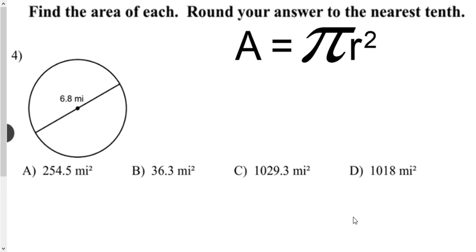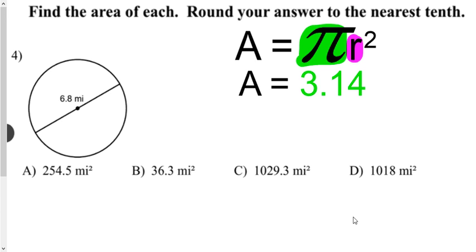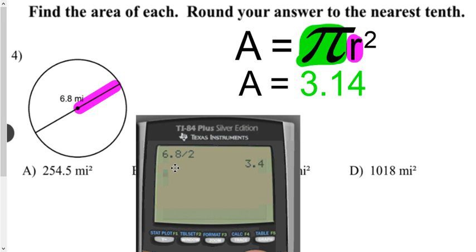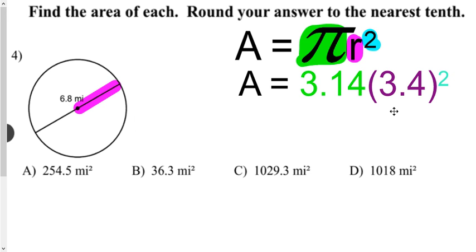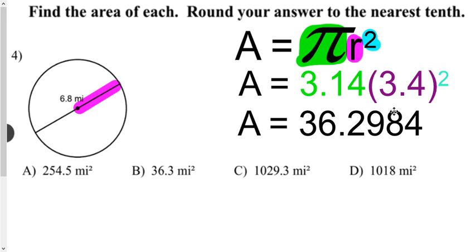Number 4, it's the exact same thing. It's got a diameter on there, so let's go ahead and take care of pi. The radius, again, we only want half of the diameter, so we'll pull up the calculator and find half of 6.8 by dividing it by 2. So our radius is going to be 3.4, and raise that to the second power. Type that all into your calculator, round it if need be, and there it is for B.